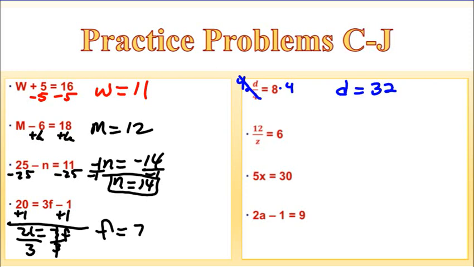Next one: we don't want z, our variable, in the denominator, so I'm going to multiply by z. Do that on both sides. So now I have 12 equals 6z. Now to get z by itself, divide by 6. Z would equal 2, because 12 divided by 6 is 2.